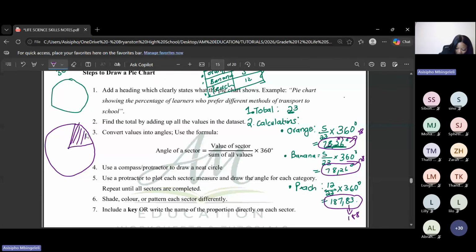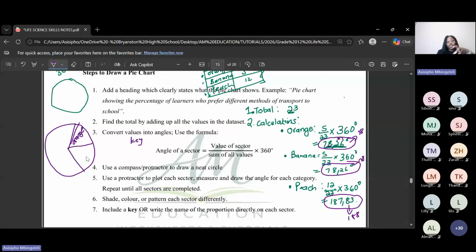Then you can indicate a key. This will be your key. You do not have to indicate a key on the other side. You can even indicate it on the pie chart itself and say, okay, ma'am, this portion here is for orange. This is enough. And then you draw another one.